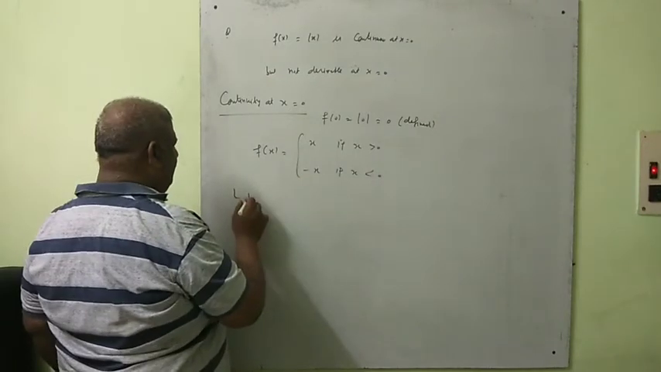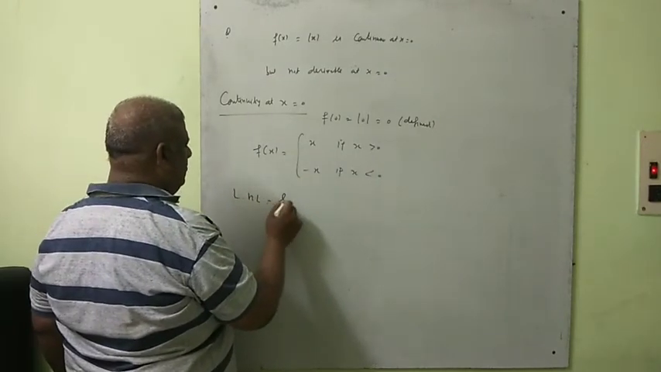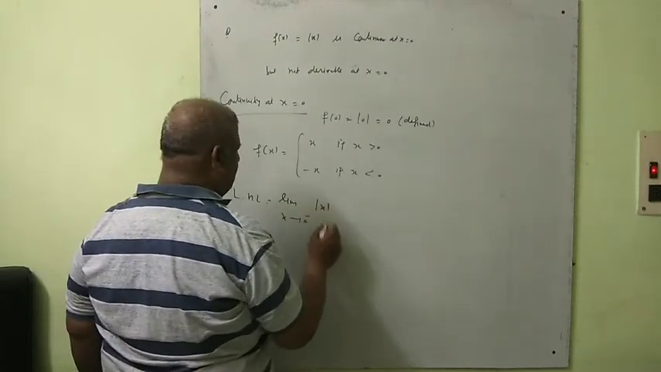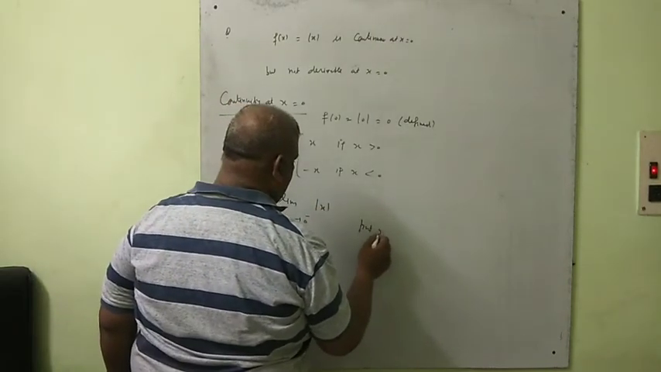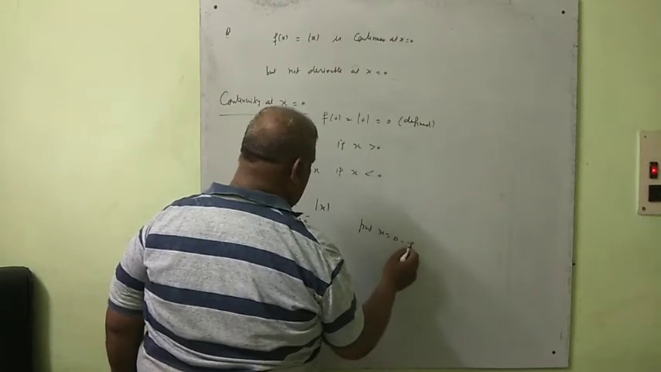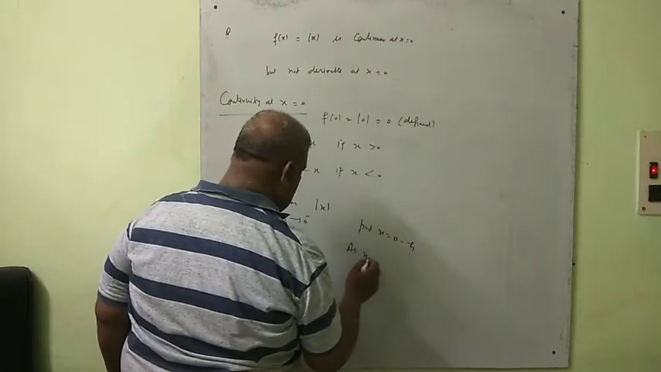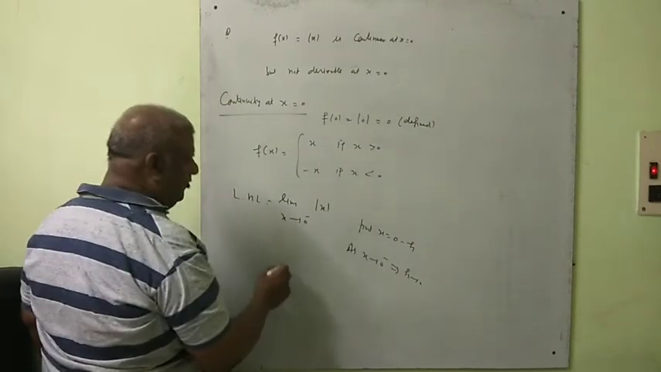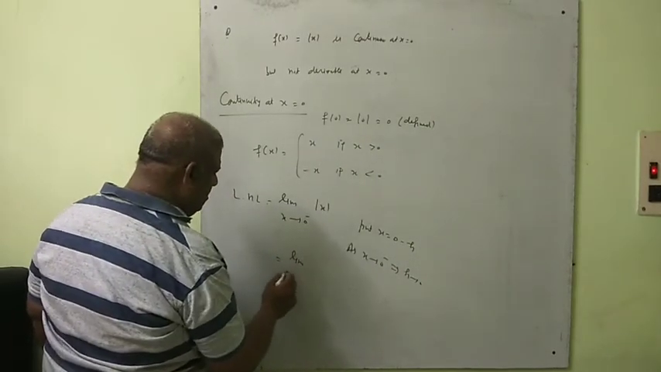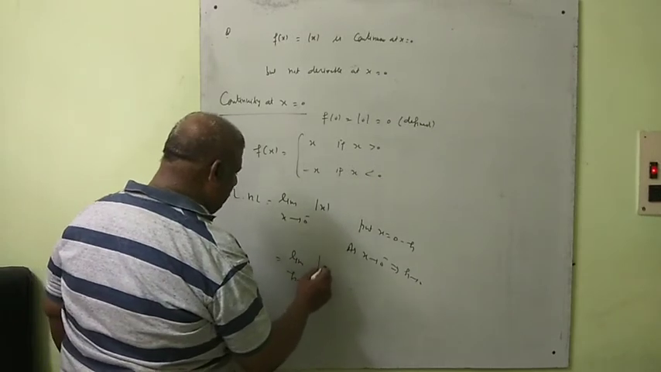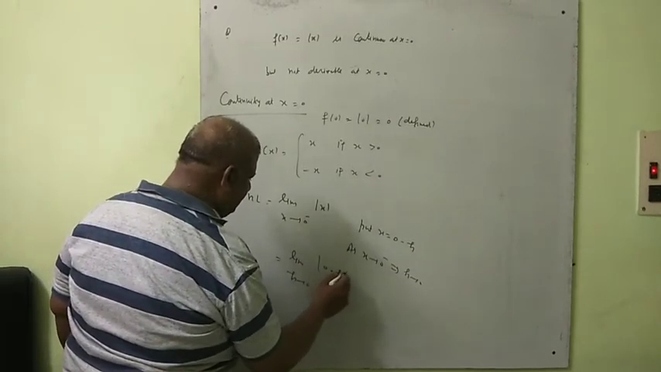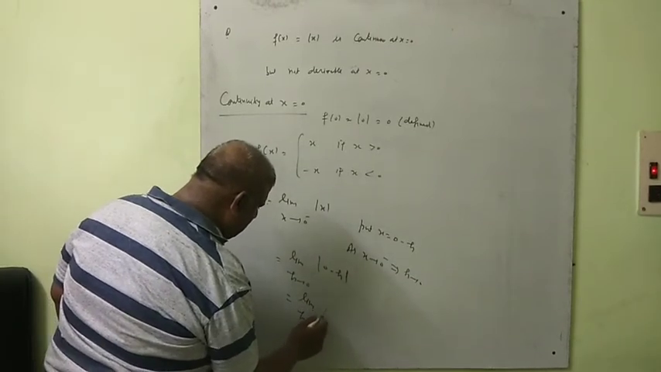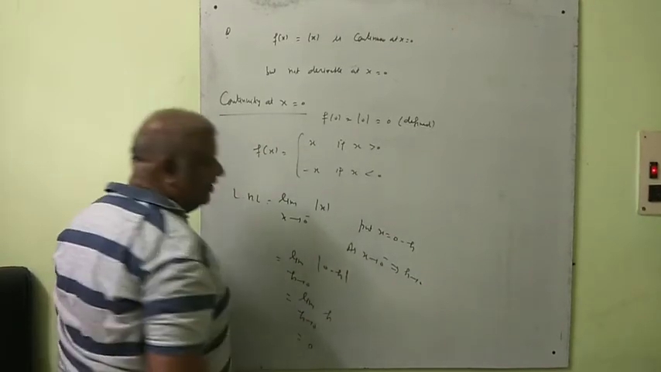Left hand limit, x tends to 0 minus, modulus of x. Put x equal to 0 minus h. As x tends to 0 minus, h tends to 0. ये डायरेक्टली यूज कर सकते थे हम इसको. Limit h tends to 0 modulus of 0 minus h. Limit h tends to 0, it is h, and we get it is 0.